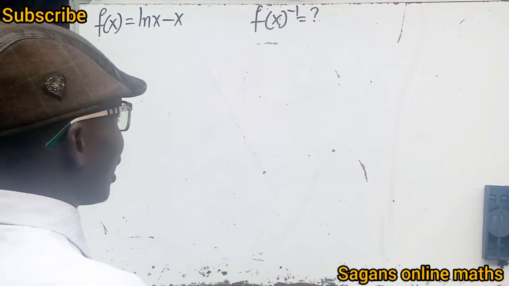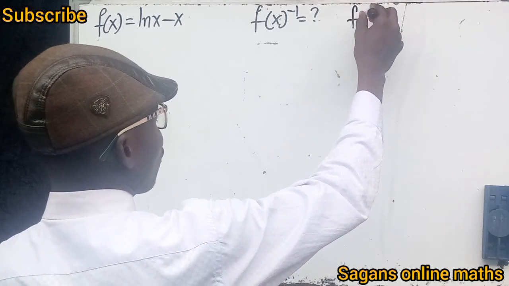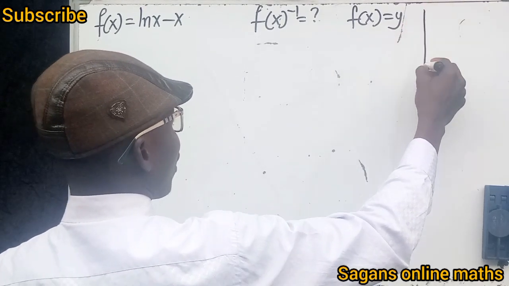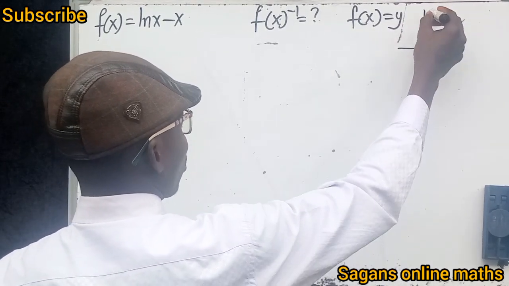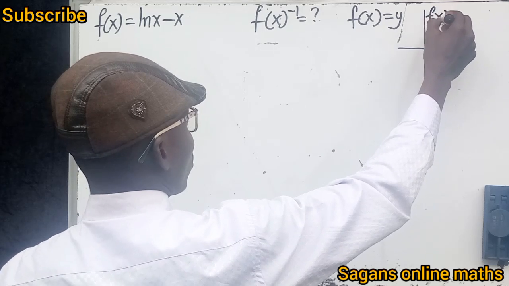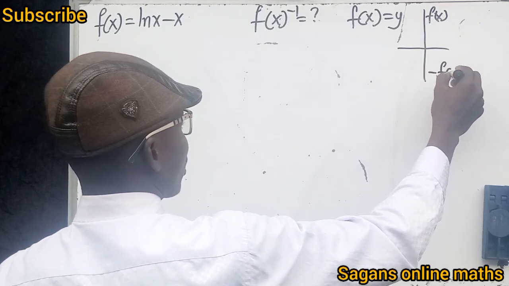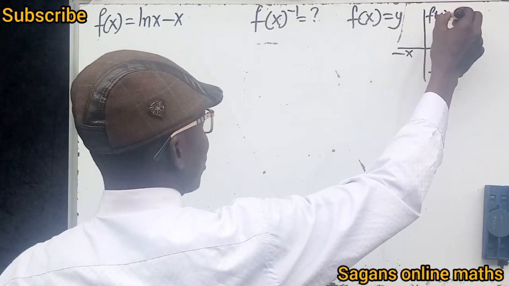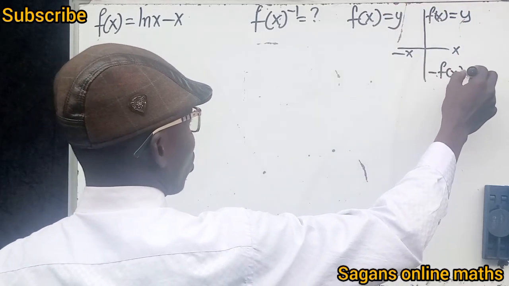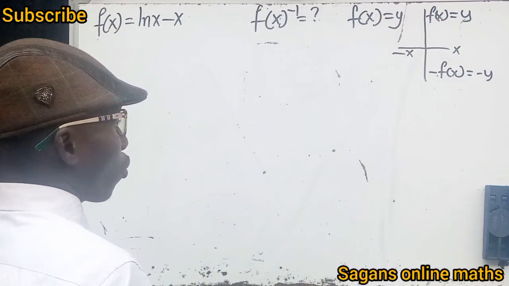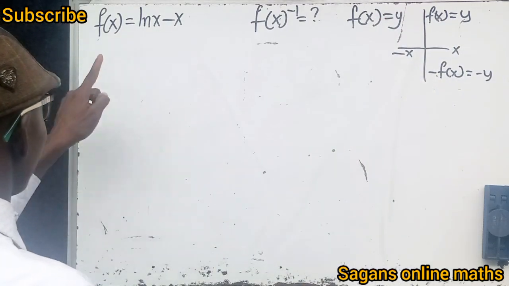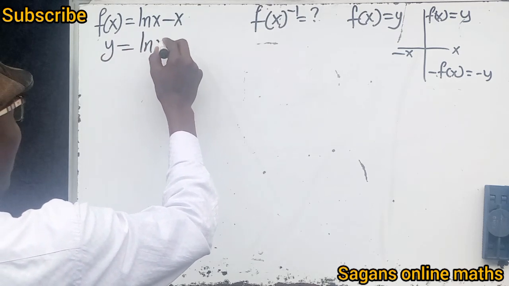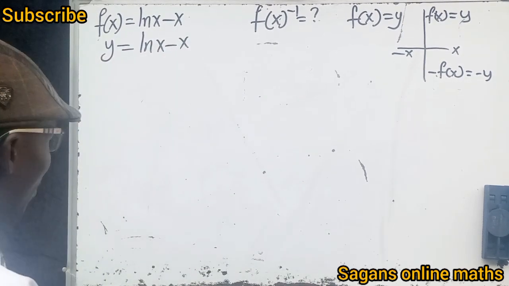I want you to understand that the inverse of f of x is equal to what? For example, if we are having our graph, remember that this is f of x positive and this is f of x negative, and this is our x-axis and this is our negative x-axis. Know that this f of x is equal to y, and this is equal to negative y. Fine, that's good. So from here, f of x is y, so that means y is equal to ln x minus x. That's our first step.